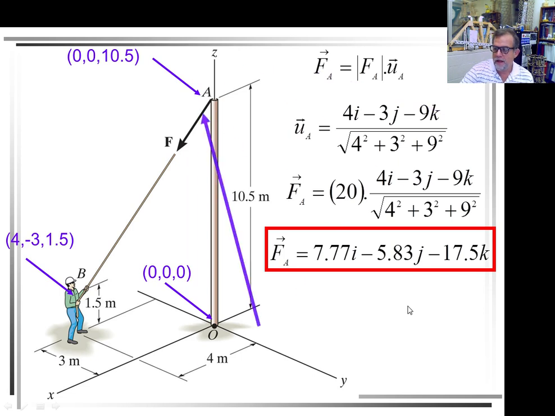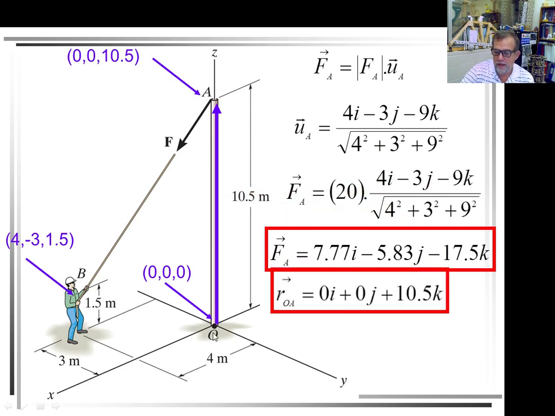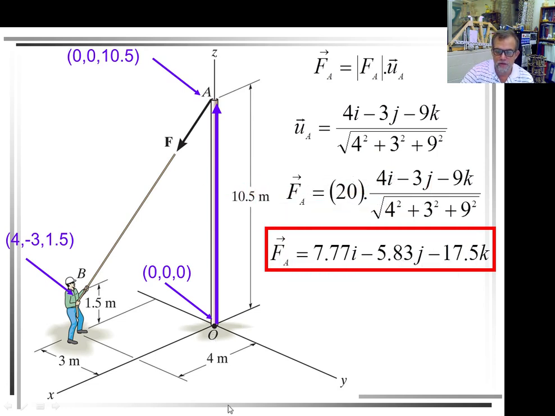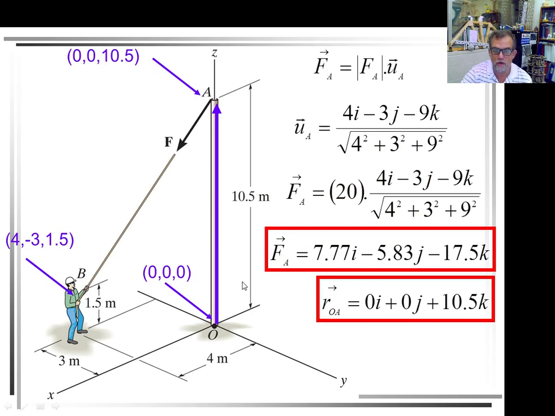Now, let's do this problem in two ways. So we're going to use the position vector OA, and later we're going to calculate also the position vector OB, because we're going to do it at once. How do you calculate the position vector OA? Subtract the coordinates, tip minus tail. 0 minus 0, 0 minus 0, 10.5 minus 0. That's it.